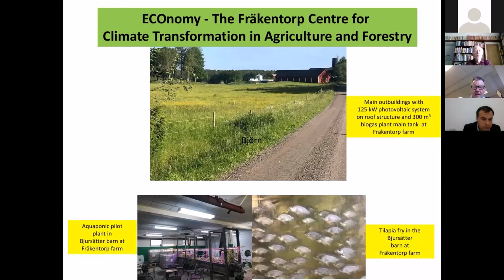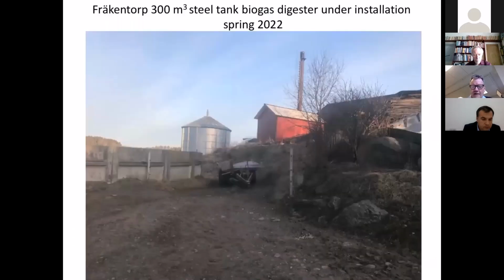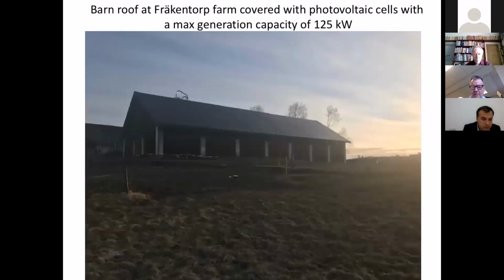So here you can see the farming with the cows, and also absolutely in the middle a small part of this biogas plant. Down to the left, you see the barn that we have retrofitted into the aquaponics production plant. You can see tilapia fry. Here you can see the biogas digester. It is not in operation yet, but you can see it is in place.